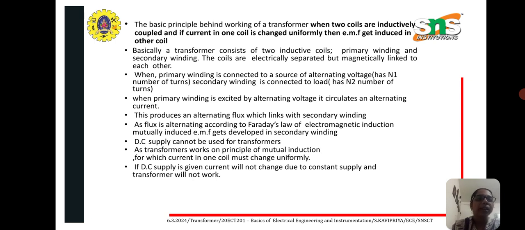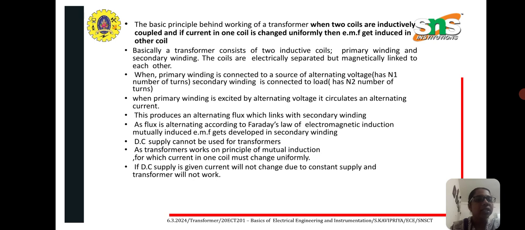Basically a transformer consists of two inductive coils, primary winding and secondary winding. They are electrically separated but magnetically linked to each other. As I told you, the primary winding gets connected to the source and the secondary winding gets connected to the load. The primary winding has n1 number of turns and the secondary winding has n2 number of turns. When the primary winding is excited by an alternating voltage, it circulates an alternating current. This produces an alternating flux which links with the secondary winding.